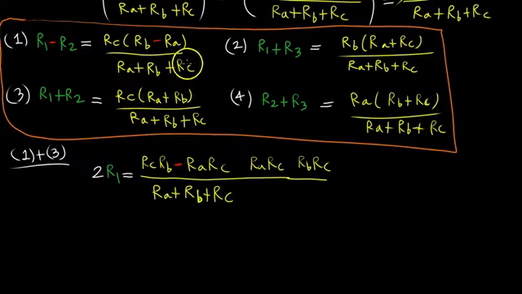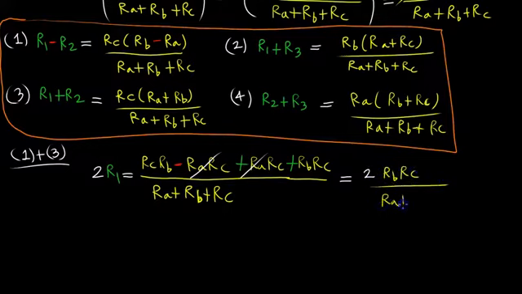Then we're going to have, let's see, did I get that right? And then I have pluses all around when I get to these sections. Right. So now the RARCs are going to cancel, and what we're going to have at the end there is RBRC plus RBRC. So that's going to be a 2RBRC over RA plus RB plus RC.